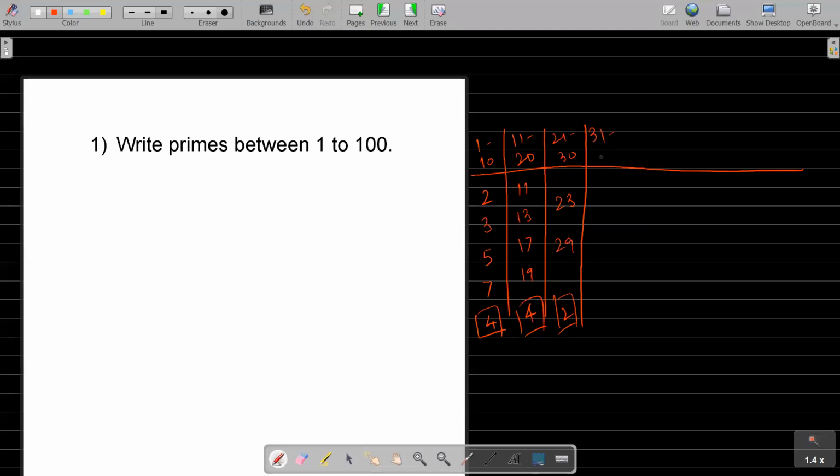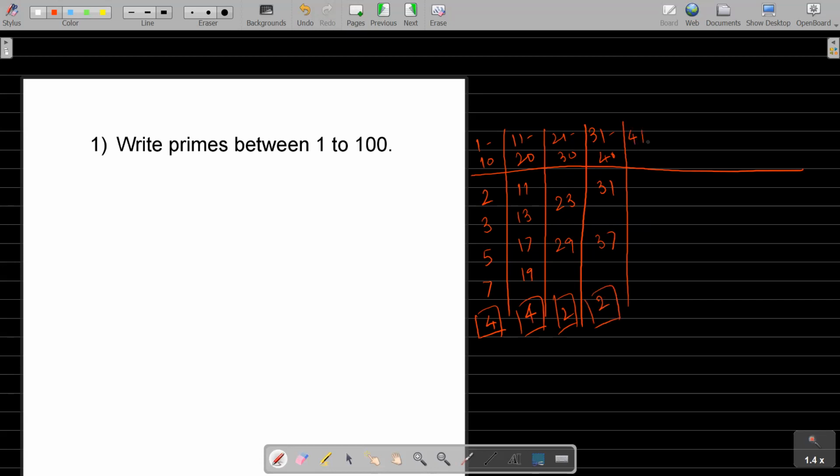Then 31 to 40: 31 and 37. What about 39? 39 is divisible by 13. 13 threes are 39. Very good. So there are only 2 primes.